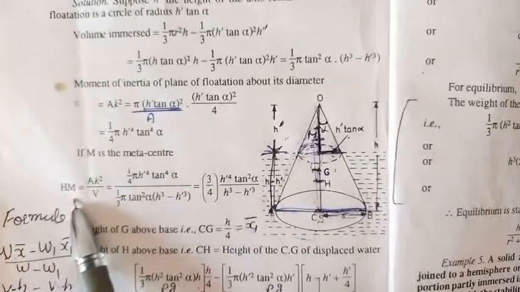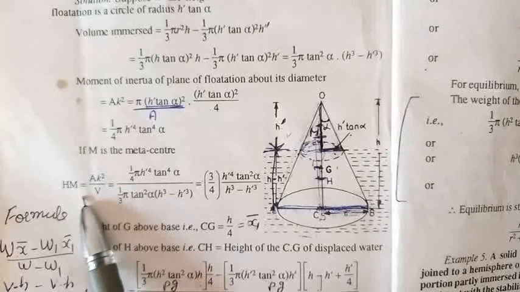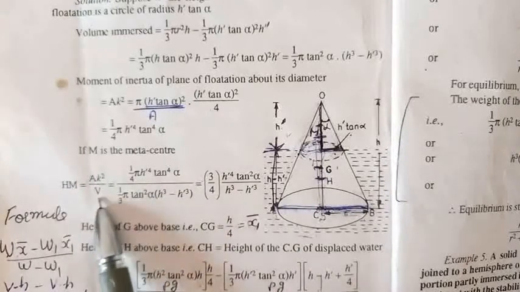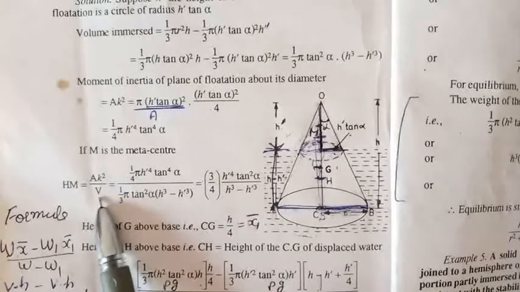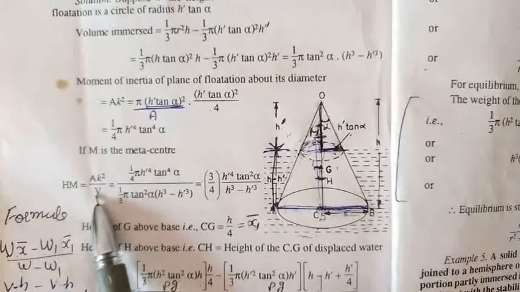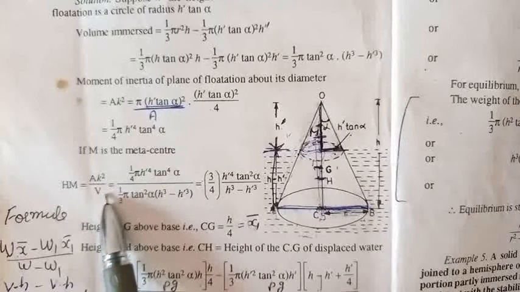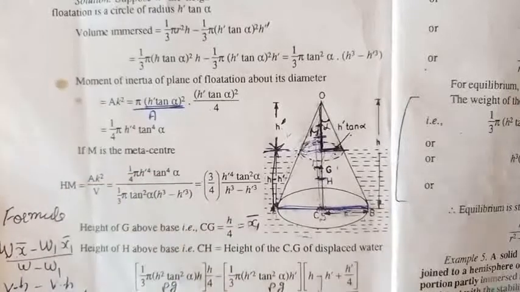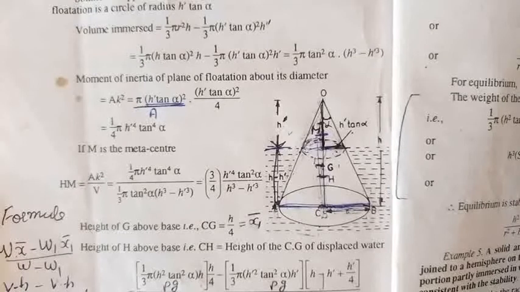Now let us find hm. By the formula, it is given by a k square upon v. V is the volume of the immersed part of the cone. So both of these we have obtained already. Substituting their values, we get the length hm. This completes our first step.